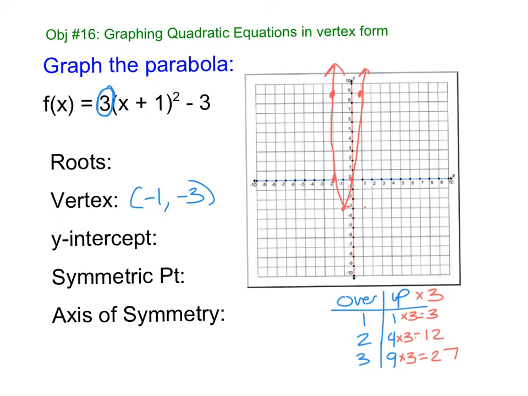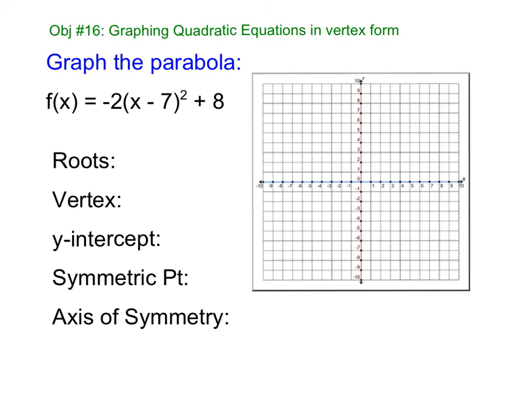All right, so what are my roots? 0 and -2. My y-intercept, 0, 0. The symmetric point, -2, 0. Axis of symmetry, x equals -1. That's it.